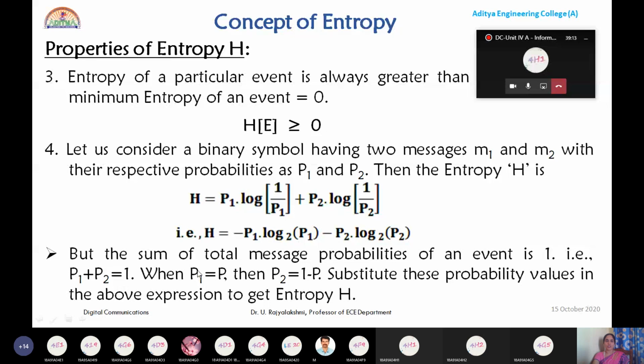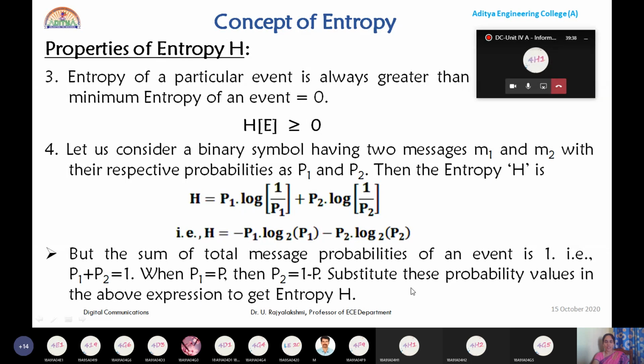Now, let us assume P1 as some P. Let us replace P1 and P2 with the same variable. So, let us assume P1 as some P. Then P2 will be how much? 1 minus P, ma'am. Yes, if you take P1 as P, then P2 will be, take this P to the right hand side, so it will be 1 minus P because P1 plus P2 is 1.